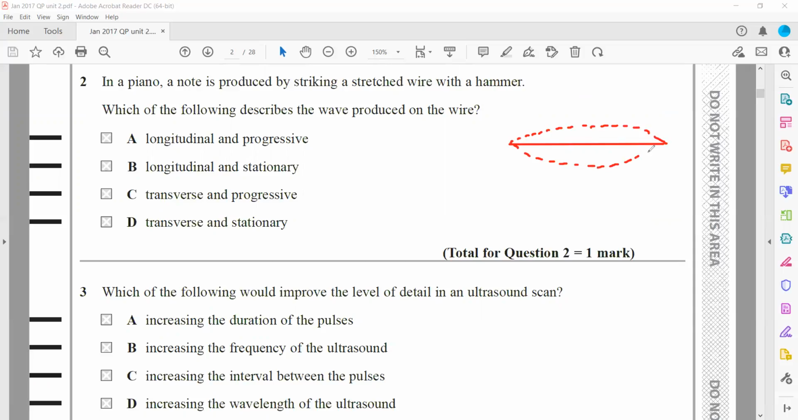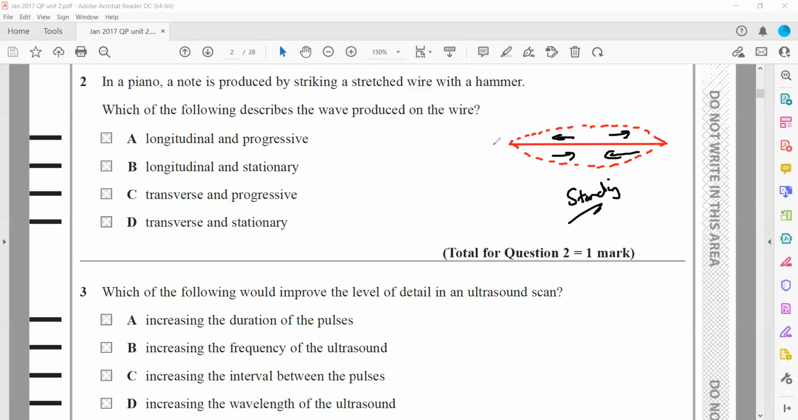Actually, why is this pattern produced? Because when the hammer strikes the metal wire, like the red metal wire here, two waves travel in opposite directions. When they reach the ends, they bounce back. As a result, these two waves combine with each other. As a result of the combination of two waves traveling in opposite directions, we get a standing wave, or we can also say a stationary wave.